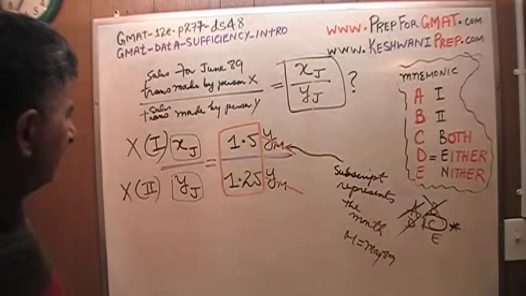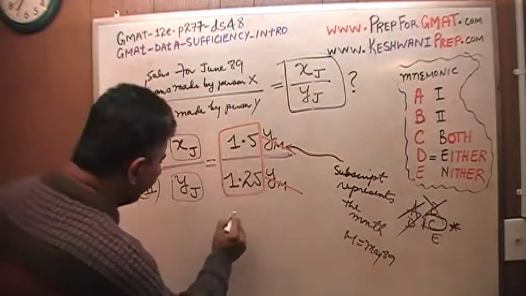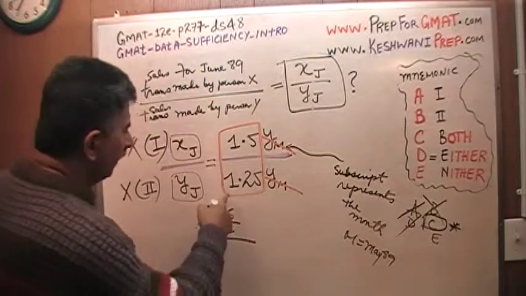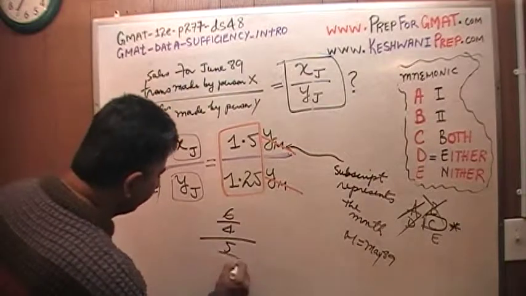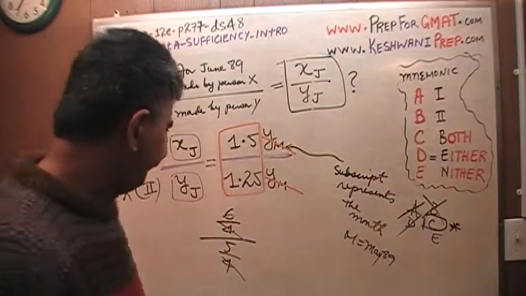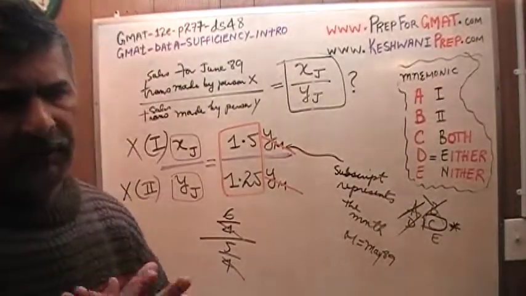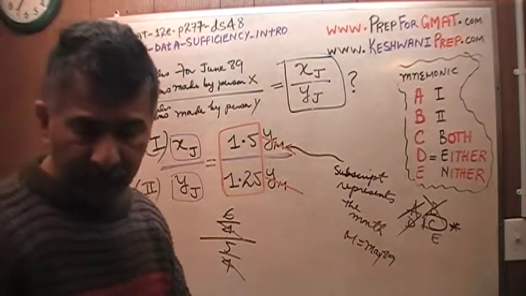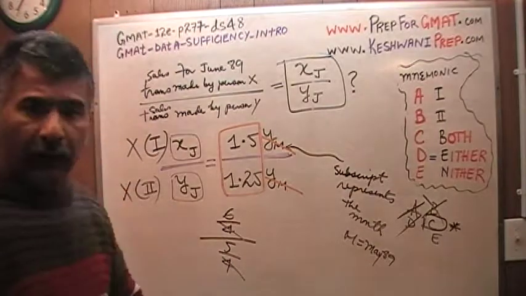Just out of curiosity, what would that ratio be? 1.5 is 6 quarters, and 1.25 is 5 quarters. Well, there you go. It's 6 over 5. The ratio is 6 to 5. If we had to figure it out, but we didn't have to, so that was a waste of 3 seconds. Anyway, that was it. I hope you found it helpful.